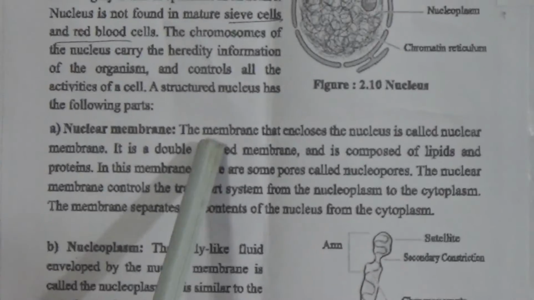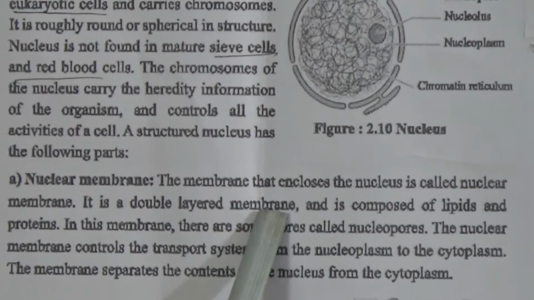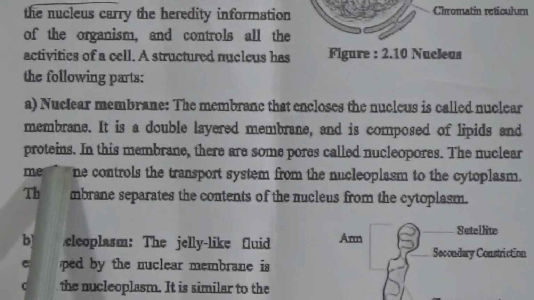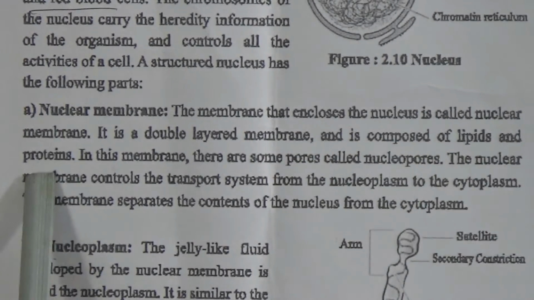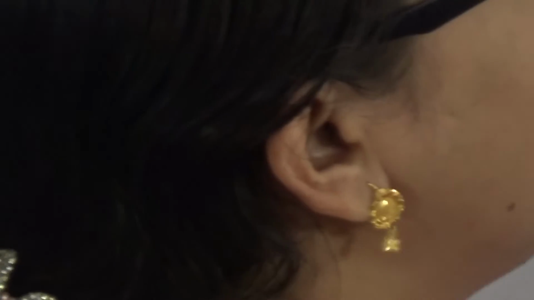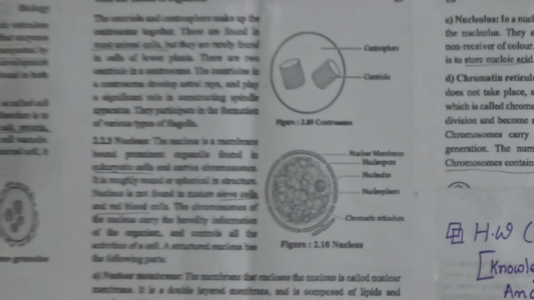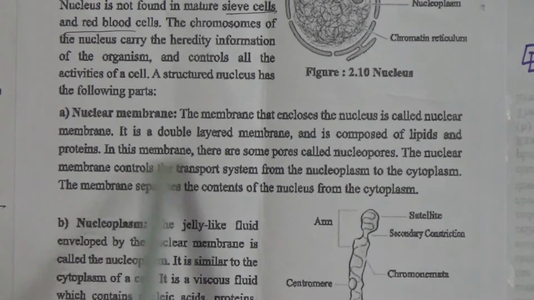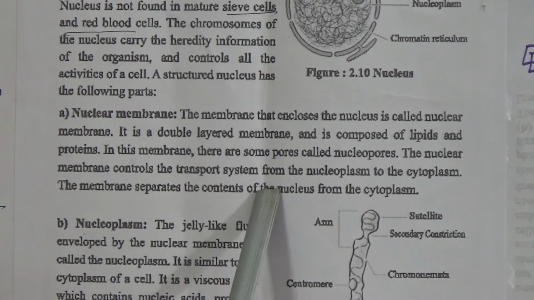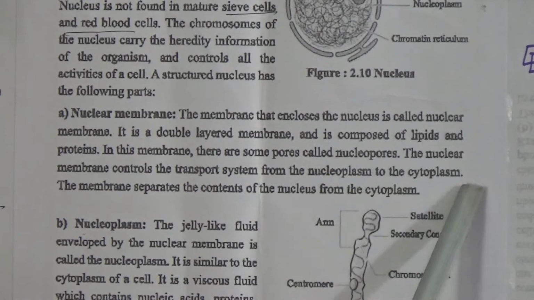Now nuclear membrane. The membrane that encloses the nucleus is called the nuclear membrane. It is a double-layered membrane composed of lipid and protein. In this membrane there are some pores, called nuclear pores. The nuclear membrane controls the transport system from the nucleoplasm to the cytoplasm.